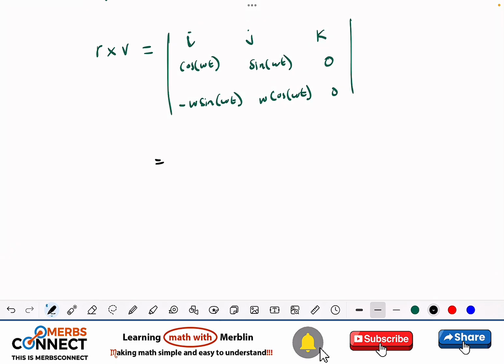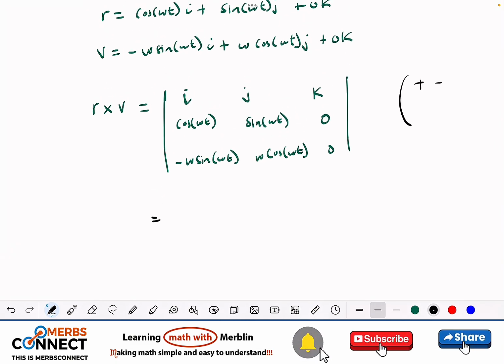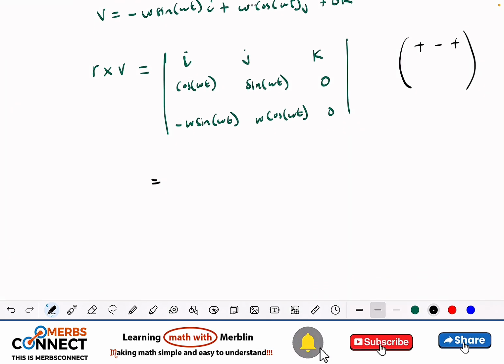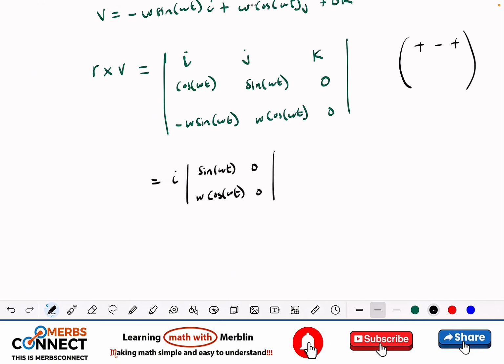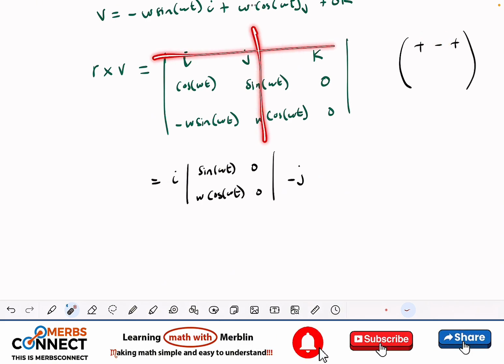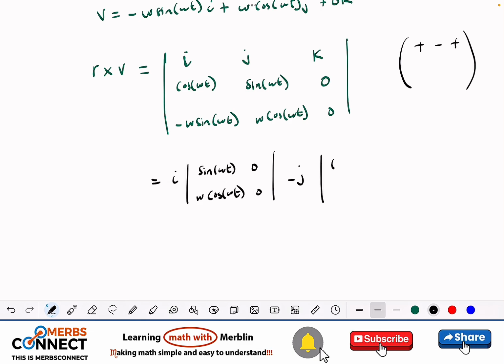So this is going to be, not forgetting our cofactors. If I'm using the top row, I can just write the top cofactors. So I'm going to have i times, so I cancel this, I cancel that. So I'm going to have sine omega t, 0, omega cos omega t, 0. Then minus j, because this is going with this. And when I cross this one, I'm going to have cos omega t, 0, then minus omega sine omega t and 0.